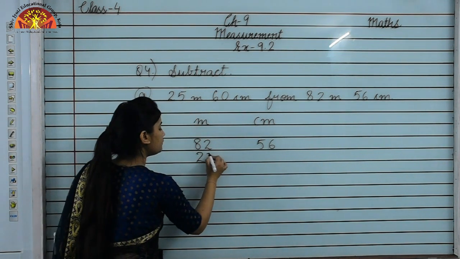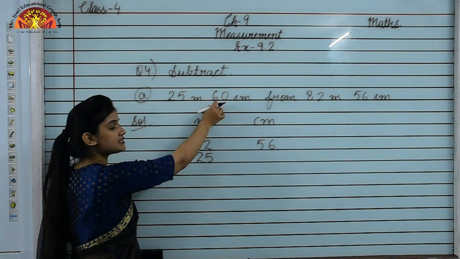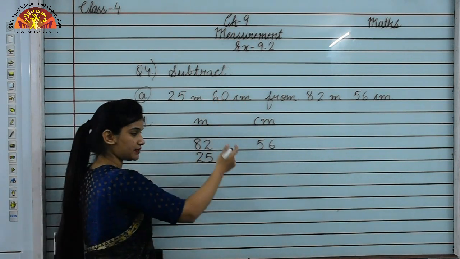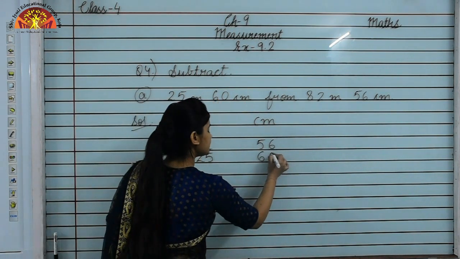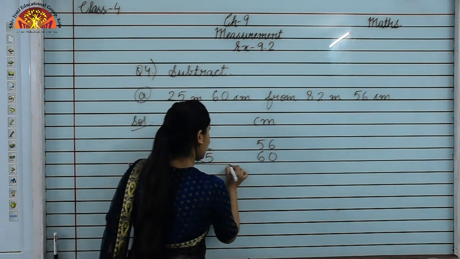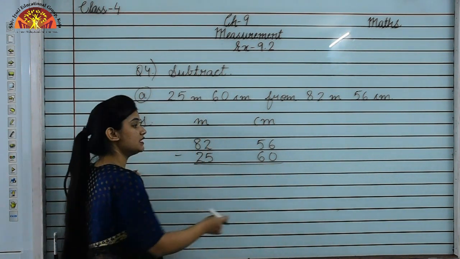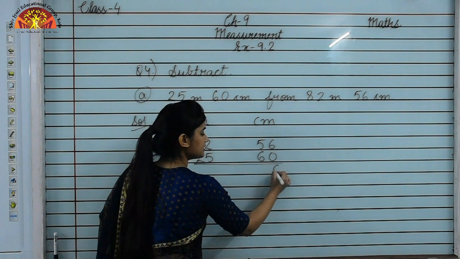So I will write 25 here and 60 centimeter. Centimeters में क्या है हमारे पास? 60. So I will write 60 here. And simply we have to subtract the numbers. 6 minus 0 is 6.